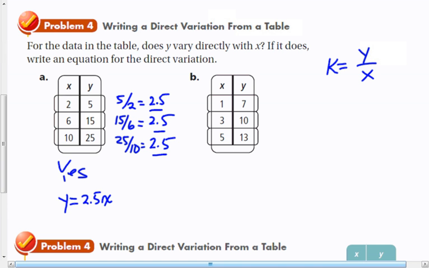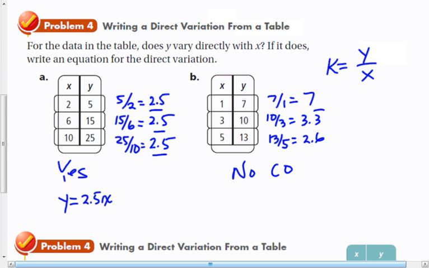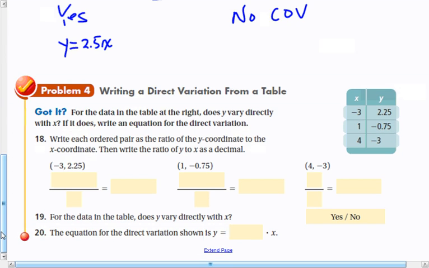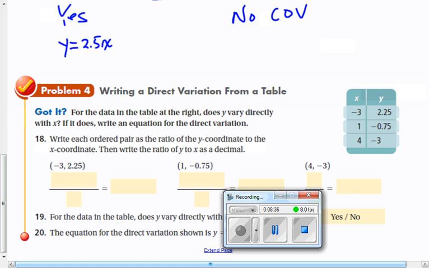Go ahead and do table B, see what you think. Divide each of the y's by x and see what you get. As you can see, you do not get the same number when you divide y by x for each of the values in the table. So even though this is linear, it's not a direct variation because there isn't a constant of variation. All right. Go ahead and try that.